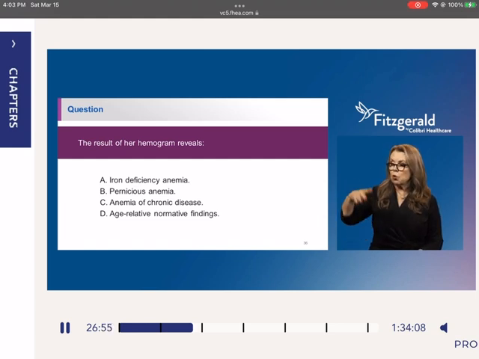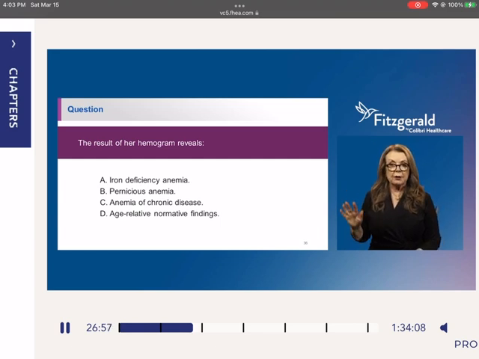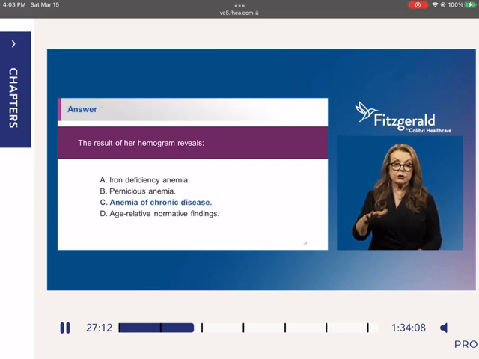The other part, we're given all this information about her having a systemic condition going on and that high SED rate. So that goes away. Let's take a look at C, anemia of chronic disease. And that is our best answer and actually our only correct answer there.